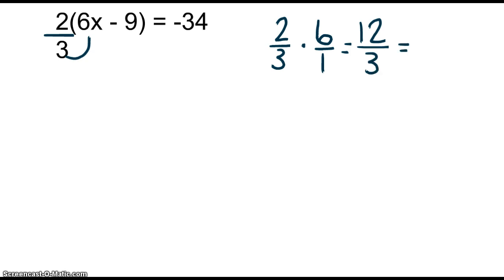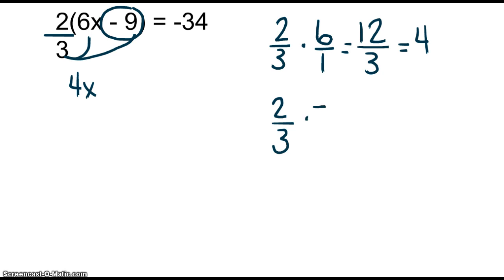And then I'm going to divide. 12 divided by 3 is 4. So I'm going to have 4x. So 2/3 times 6x is 4x. Doing the next one. Take 2/3 times a negative 9. Don't forget the sign that's in front of there with the distributive property. 2/3 times negative 9 equals. So I'll put that over 1.